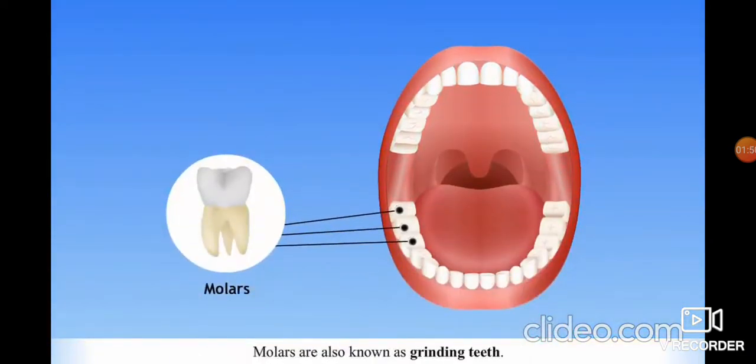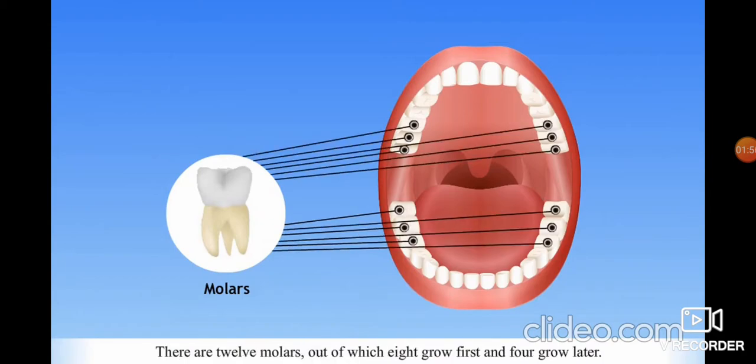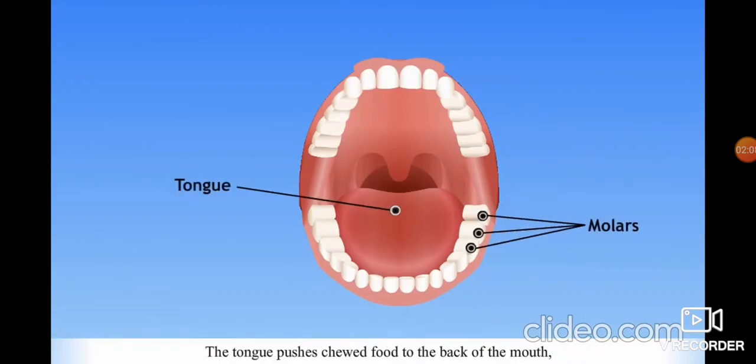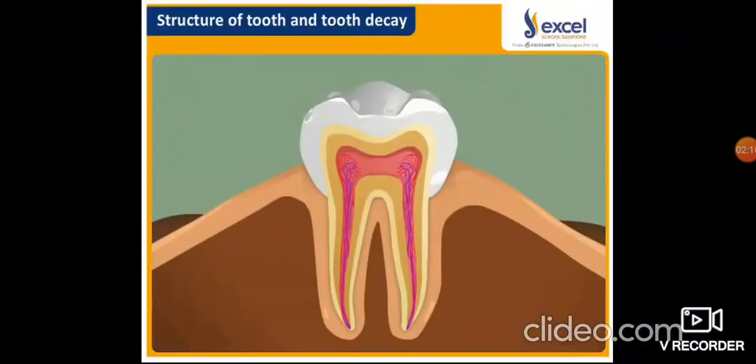Last one is molars. Molars are also known as grinding teeth. These are the biggest, broadest and toughest ones. There are 12 molars, out of which 8 grow first and 4 grow later on. Molars are used to grind the food while the tongue pushes chewed food into the mouth. The molars grind it until it is mashed and ready to swallow.